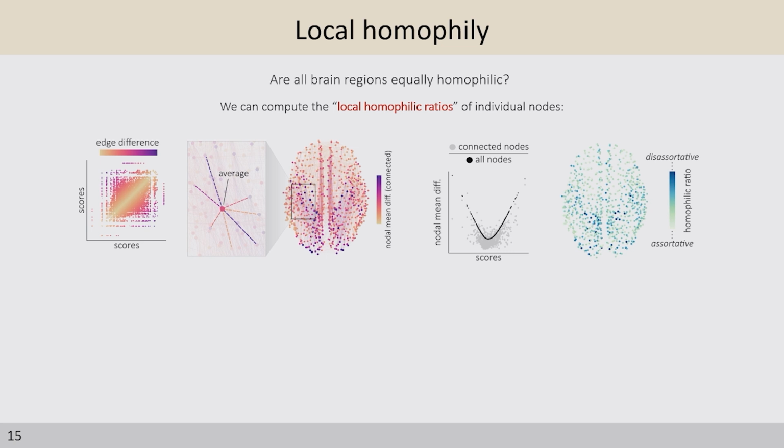So finally, the last thing I want to talk about is the fact that we can also look at homophily at the local level. So the way we did that is by computing a measure that we called the local homophilic ratio for each individual node in our network.